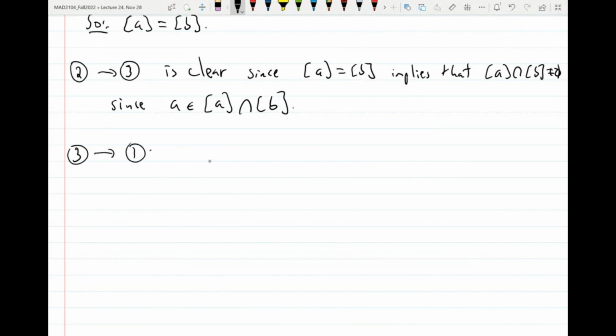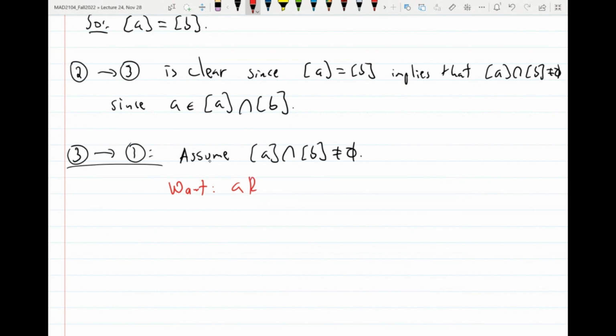To close the circle, so 3 implies 1. So we're going to assume 3, which is that the intersection is non-empty. And then what do we want? We want to prove that then A must be related to B. Let's see. Who can tell me? How do we do this?